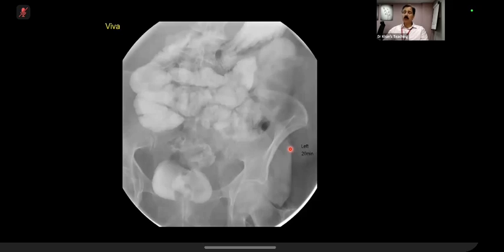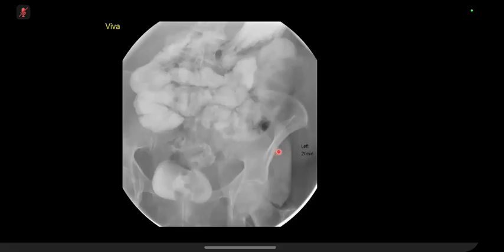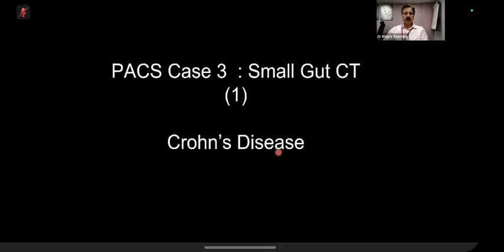Okay, spot film, candidate 10. What is abnormal on this? Barium follow-through, but what is abnormal? There's contrast in the urinary bladder. Excellent. So that means there is a fistula there.